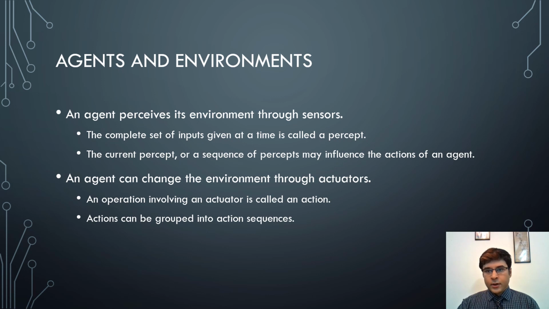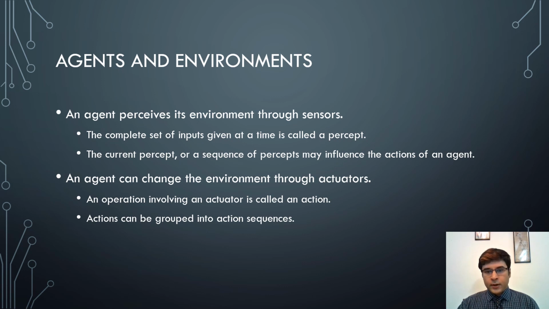Now we shall learn what are agents and environments. An agent is the actual program that carries on the task of AI, and an environment is the universe in which the agent operates. An agent perceives its environment through sensors. The complete set of inputs given at a time is called a percept. The current percept or a sequence of percepts may influence the actions of an agent.